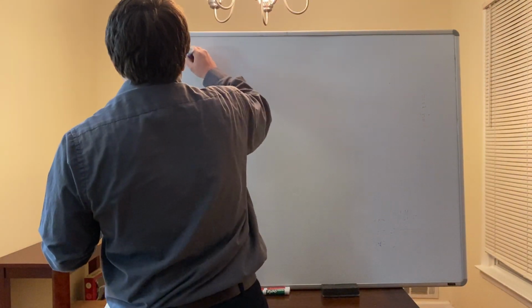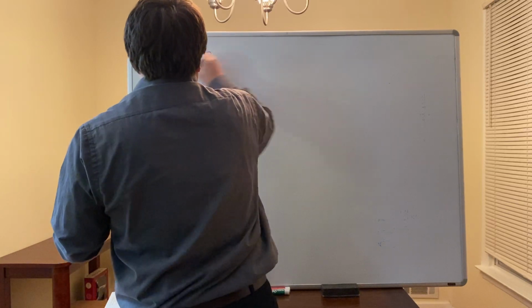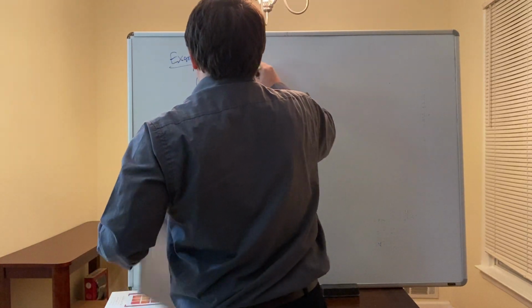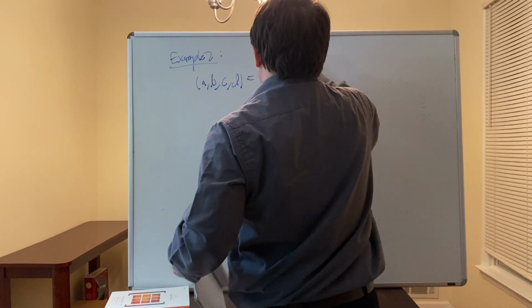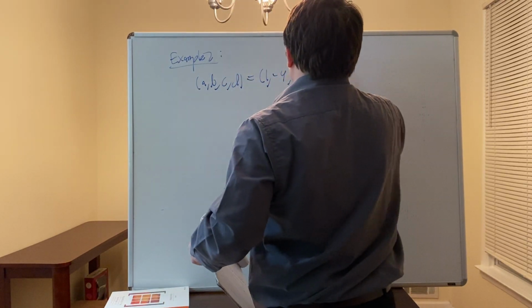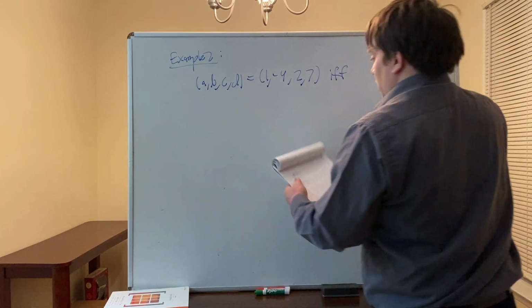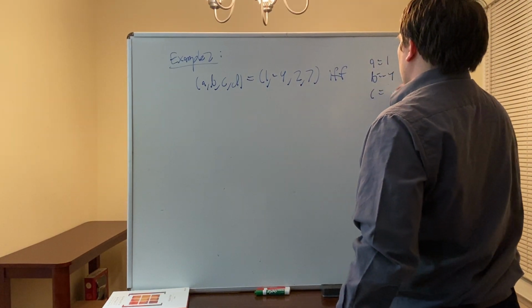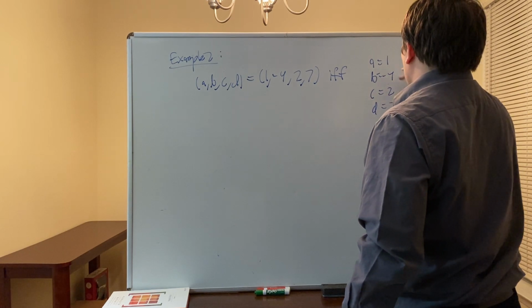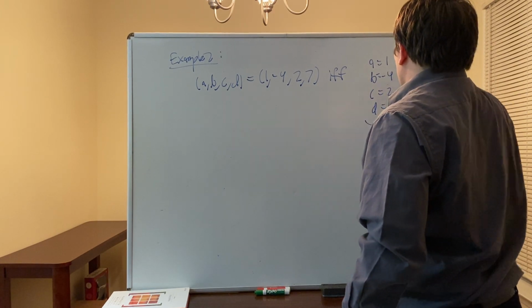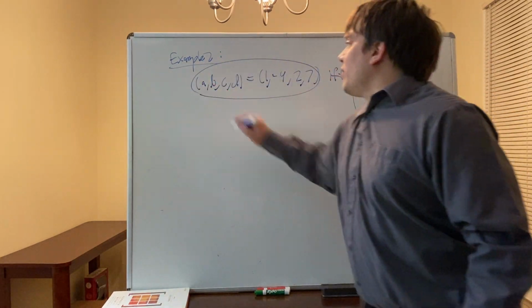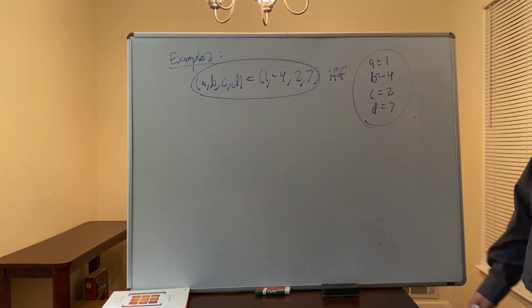Example 2. (A, B, C, D) is equal to (1, -4, 2, 7) if and only if A is equal to 1, B is equal to -4, C is equal to 2, D is equal to 7. Right? And so two vectors are equal if and only if their corresponding components are the same.